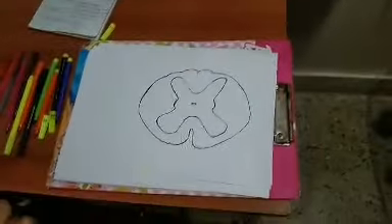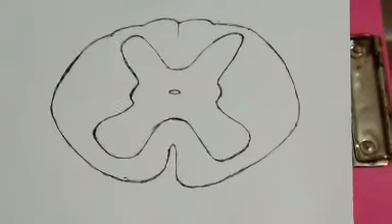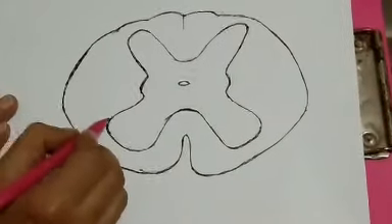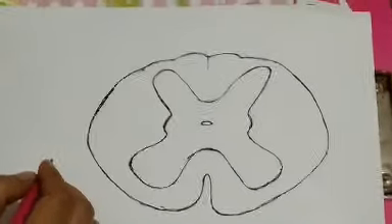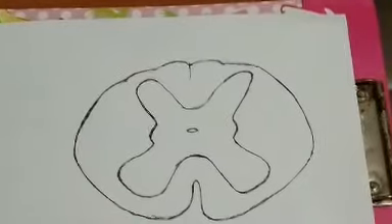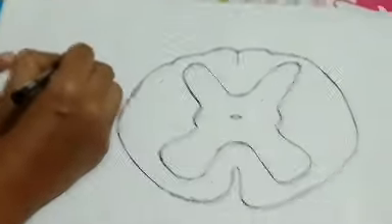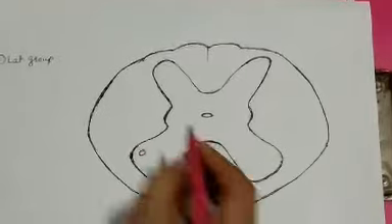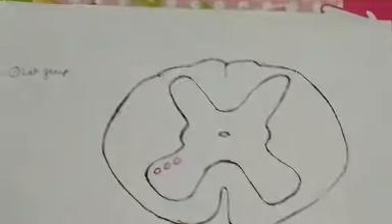So this is again cross section of spinal cord. Within the anterior grey horn, there are three groups of nuclei. First is lateral group, second is central group, and third is medial group. We will see first lateral group. Lateral group contains three subgroups. First is anterolateral, second is posterolateral, and third is post-posterolateral.